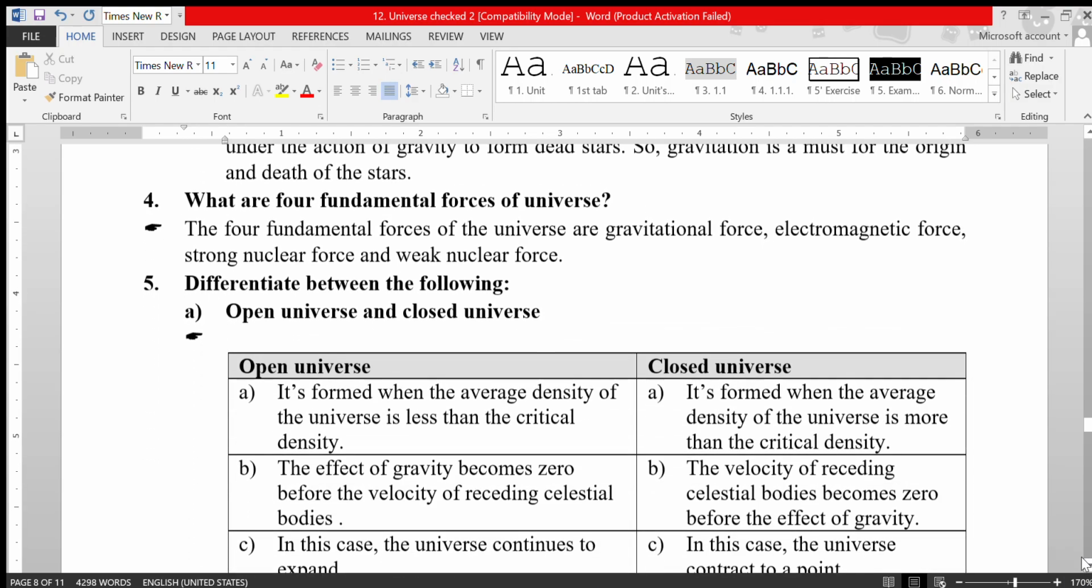What are the four fundamental forces of nature? The fundamental forces are gravitation, electromagnetic, strong nuclear force and weak nuclear force. Open universe is formed when the average density of the universe is less than critical density. It is formed when the effect of gravity becomes zero after the velocity of receding celestial bodies.